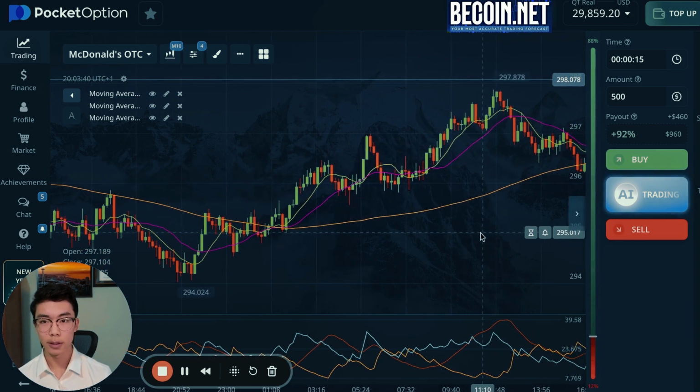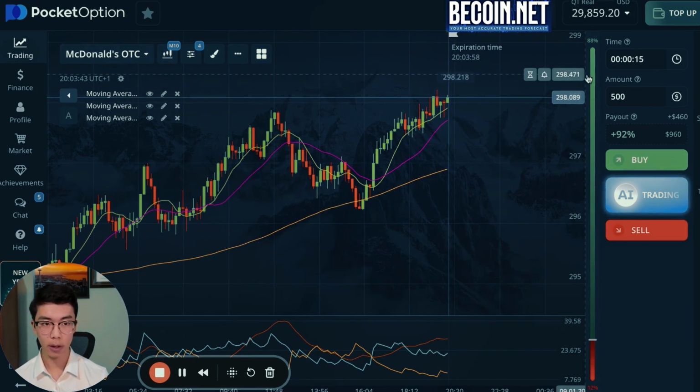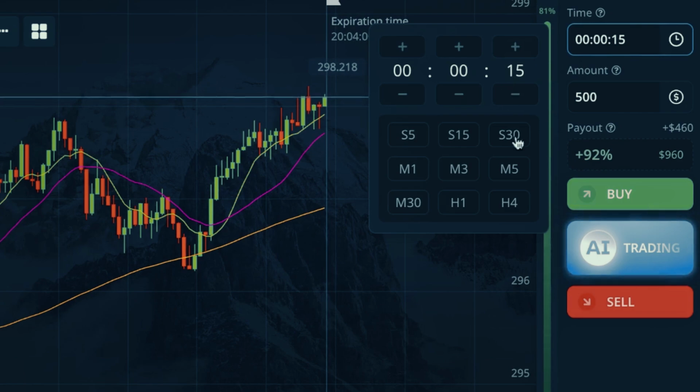Okay, so you, generally speaking, don't want to trade on the second scale, and you don't want to trade on the second scale for the time here as well.